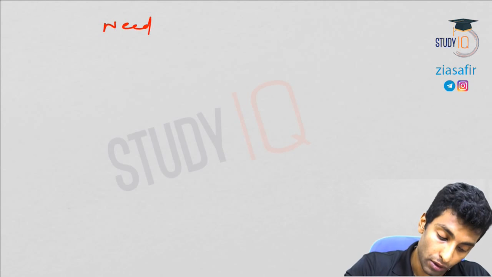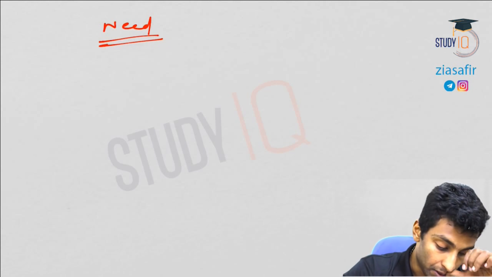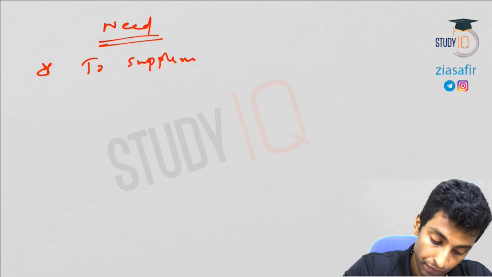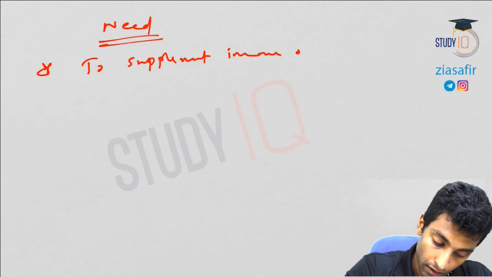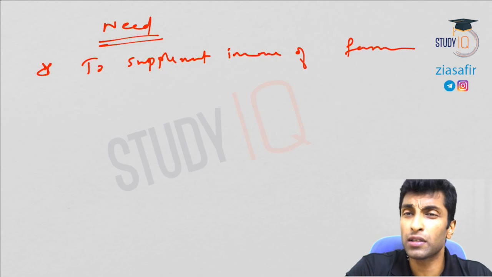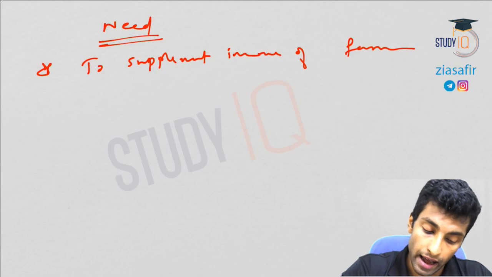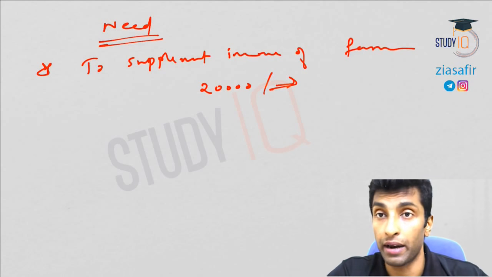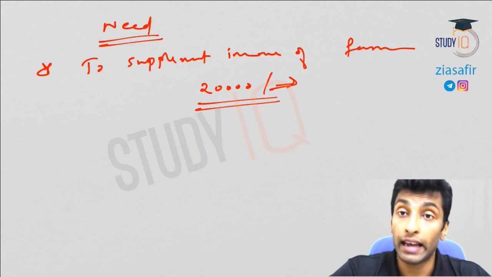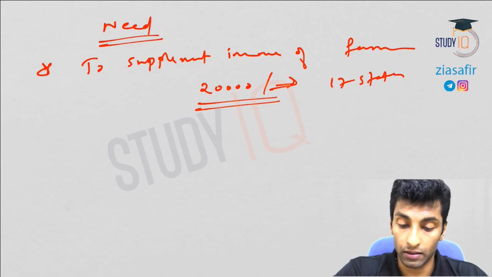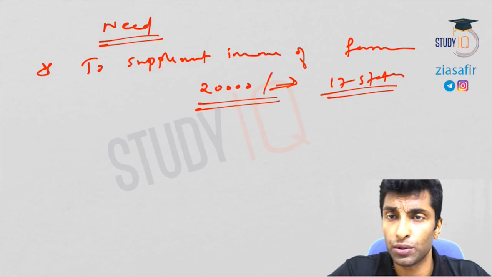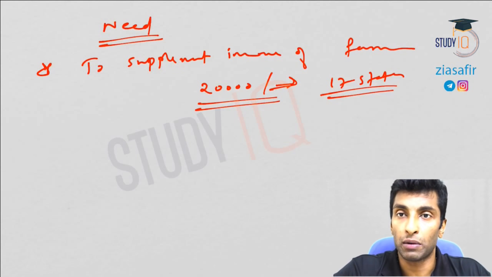So we will be discussing the need for giving subsidy. See, first and most important one, it is basically to supplement the income of farmers. Farmers' income is too low, an average of 20,000 per annum. In close to 17 states, 20,000 per annum is the average income of the farmer. It is too low, so to support farmers, subsidy is required.